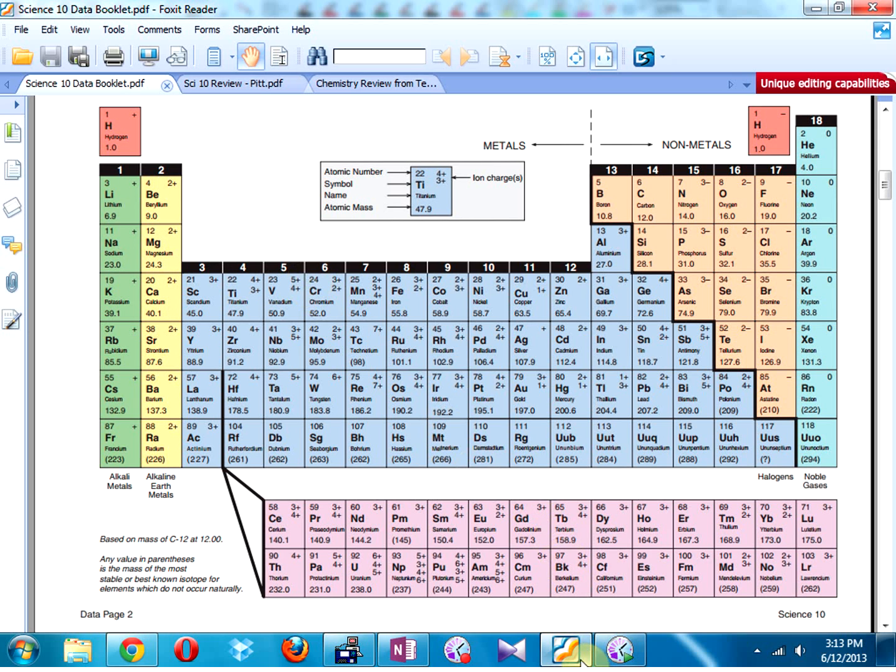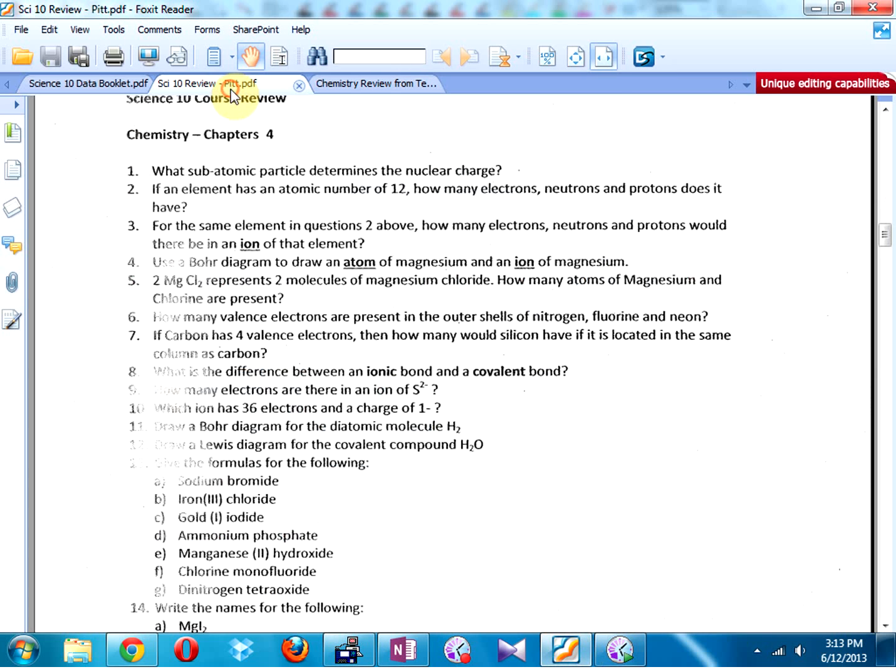Okay, I've got to remember where I am. So, number 4. 2 MgCl2 represents 2 molecules of magnesium chloride. How many atoms of magnesium and how many atoms of chlorine are present? 2 magnesiums, grand total 4 chlorines. Why do you need that many? This is the crisscross rule. What's the ionic charge on magnesium? 2 plus. What's chlorine? 1 minus. When you crisscross, it means you're going to need 2 chlorines and 1 magnesium to balance.